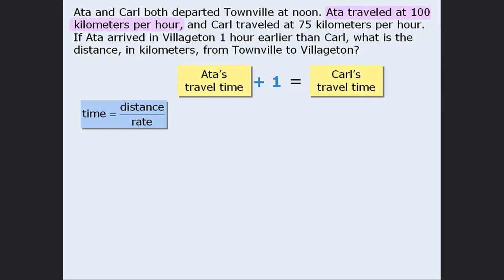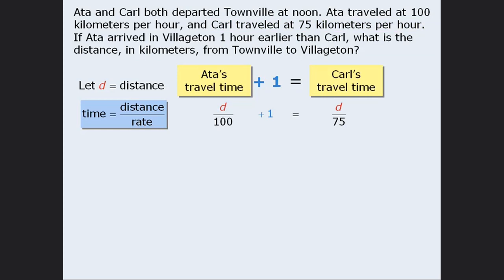Now, we are told that Ada's speed was 100 kilometers per hour, but we don't know the distance. In fact, the goal here is to find the distance. So let's let D represent the distance from Townville to Villageton. At this point, we can say that Ada's travel time equals the distance D divided by his speed, 100 kilometers per hour, and to this time we will add 1 so that it equals Carl's travel time. Now, since Carl's speed was 75 kilometers per hour, his travel time must equal D, the distance, divided by his speed of 75 kilometers per hour.